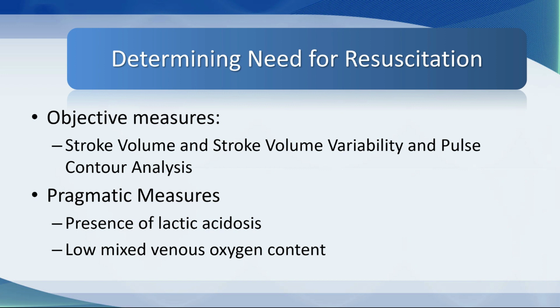The objective measures are things like direct measurement of the stroke volume or stroke volume variability or pulse contour analysis. These are tools we will describe later in the course. And there are pragmatic measures such as, for example, the presence of a lactic acidosis, which would be likely present anyway because of the hyperadrenergic stress response, or more usefully, the presence of low mixed venous oxygen content.